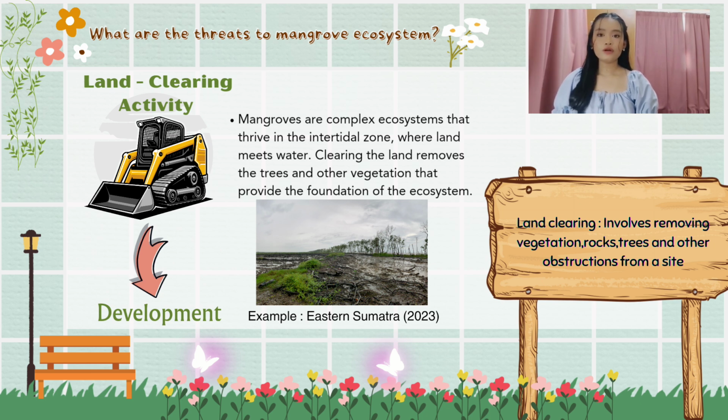warehouses. For illustration, in 2023, at eastern Sumatra, a 100-hectare patch of mangrove trees was cleared to make way for an oil palm plantation. This development inevitably brings with it associated issues of altered hydrology, erosion, and pollution. While necessary for development, land clearing has significant environmental, social, and economic implications.